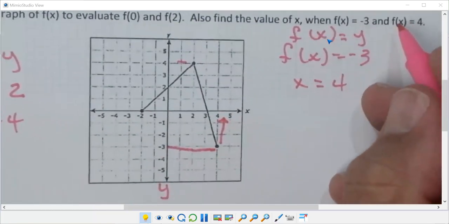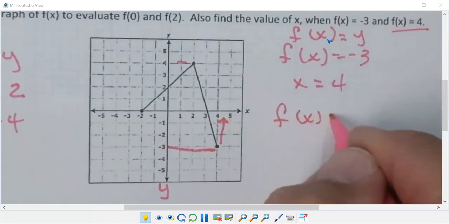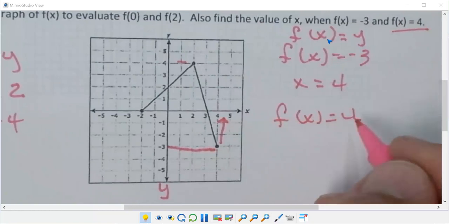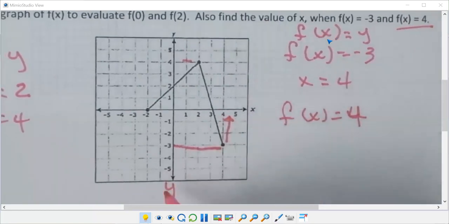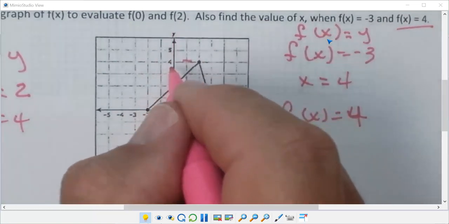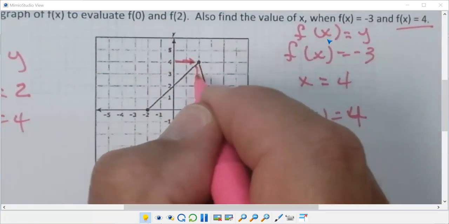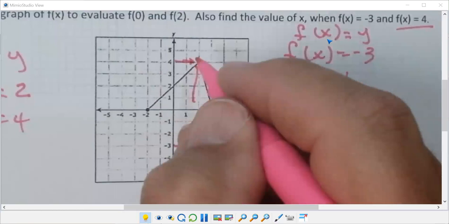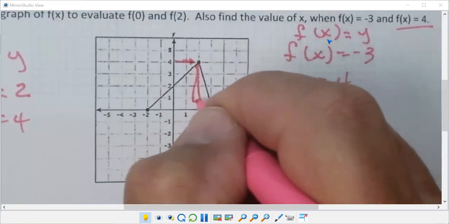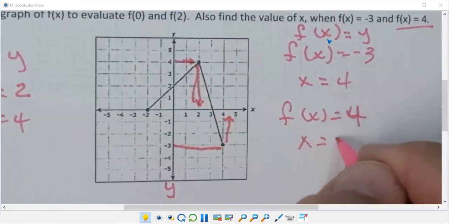Now, you look at the next one right here. It says f of x equals 4. It's a terrible 4. So I'm going to go where y is 4. So y is 4 right here. See it? This is where y is 4. And I'm going to go this way. I see the dot. Now I'm going to go straight down and see where it is on the x-axis. And you can see it's 2. So my x answer here is 2.